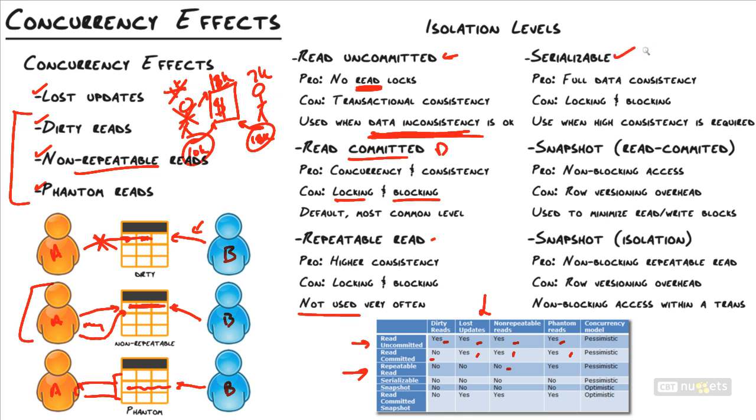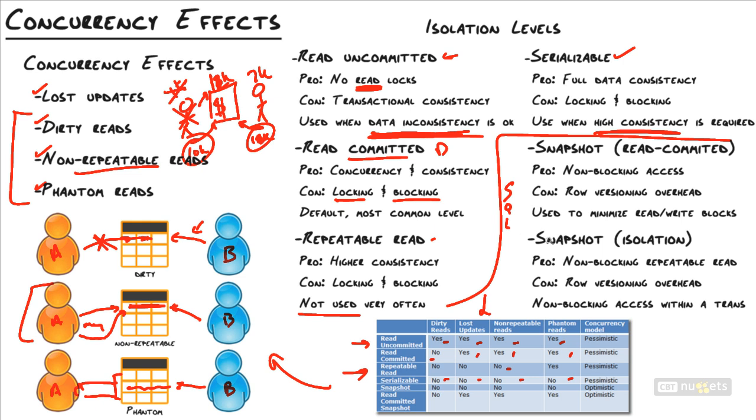Serializable gives us the highest level of data protection and data consistency with the lowest level of concurrency, because we are protected from absolutely every one of these data issues. And you'll often see that used when you need high consistency, such as banking scenarios and dealing with currency and financial values. So these 4 that we just looked at are all ANSI SQL standards.